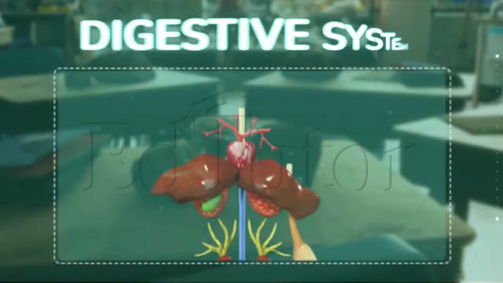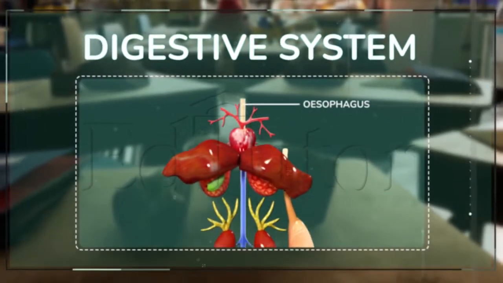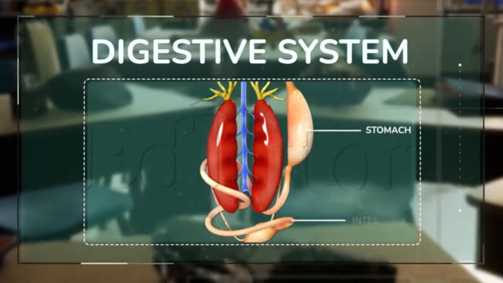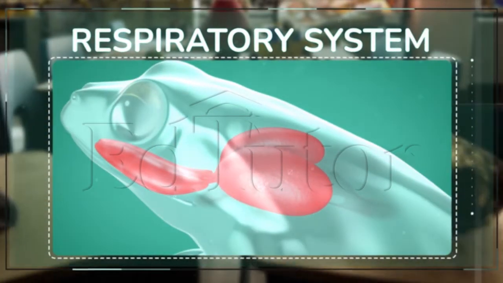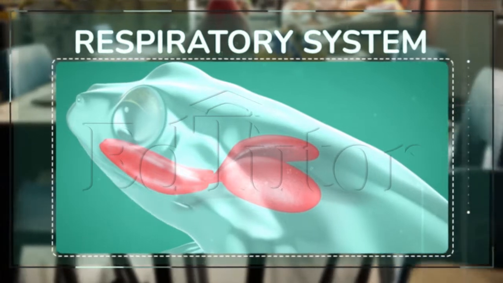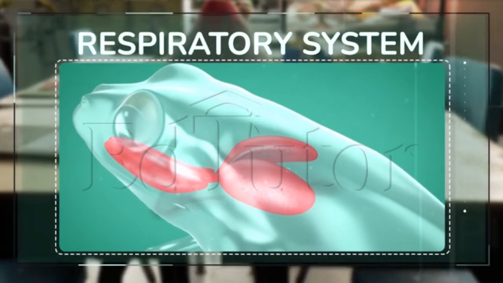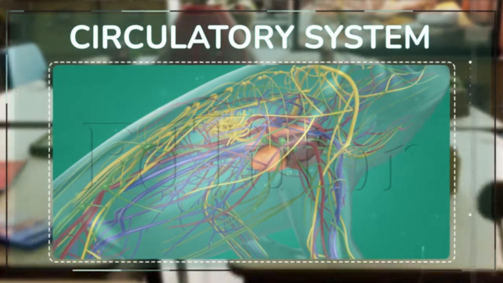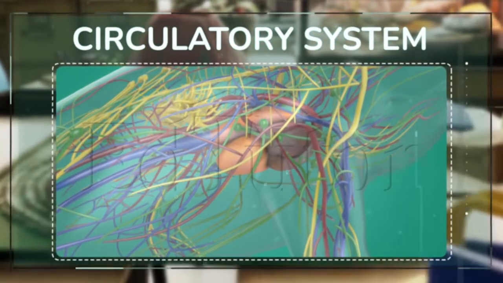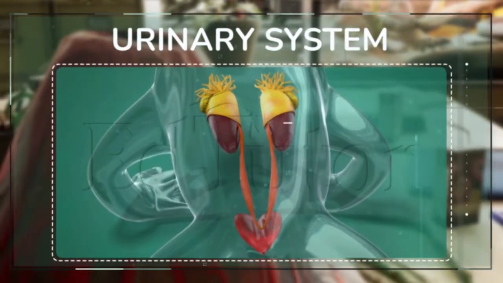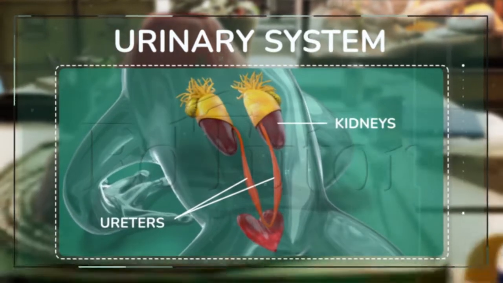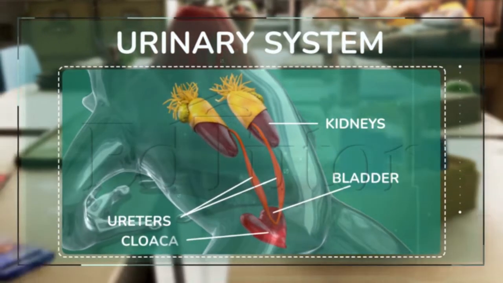The frog consists of a digestive system of digestive organs, juices, and glands. It has a respiratory system, which is made up of a nose and a larynx that opens into 2 lungs. There is a circulatory system, which has a heart, vessels, and blood. To excrete its wastes, it has a urinary system, which has kidneys, ureters, bladder, and cloaca.